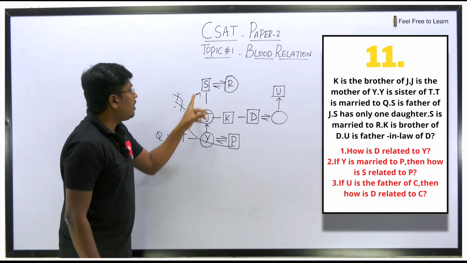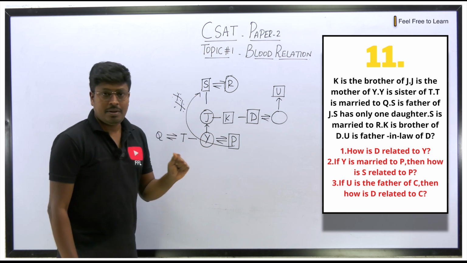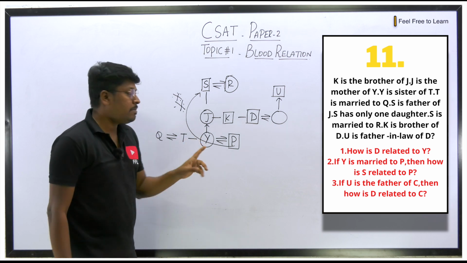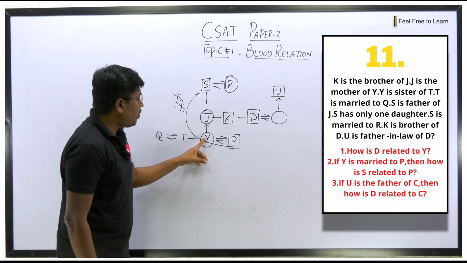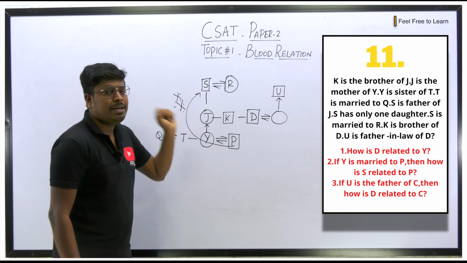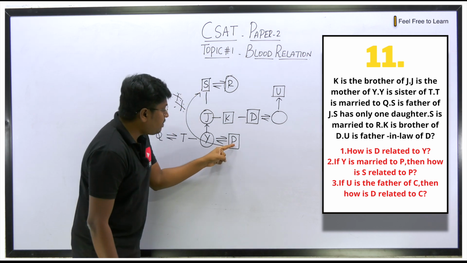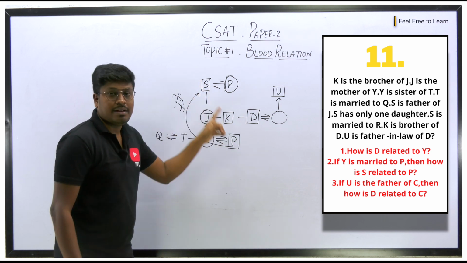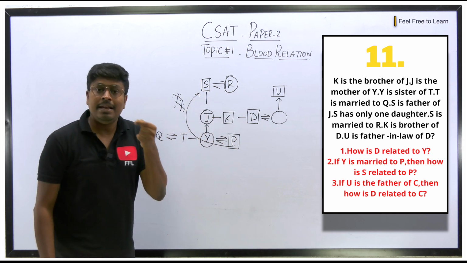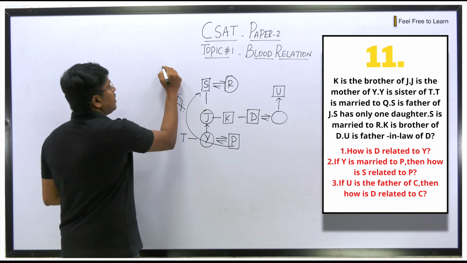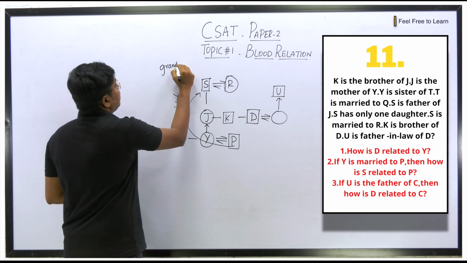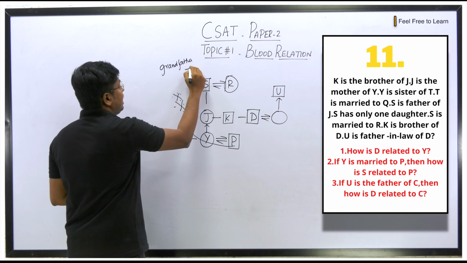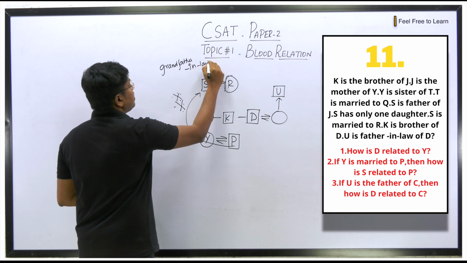So wife, grandfather is S. Yes or no? From Y, if we see the relation between Y and S, the relationship of S will be grandfather. But from P, if you need to see the relation of S, it's a wife relation. So wife relation should be called in-law. So the answer will be grandfather-in-law. Understood? It's most important.